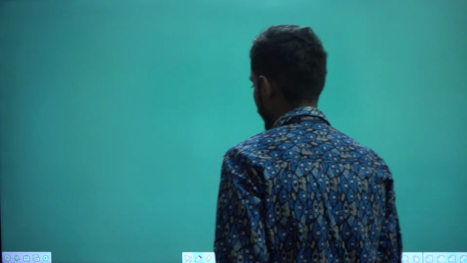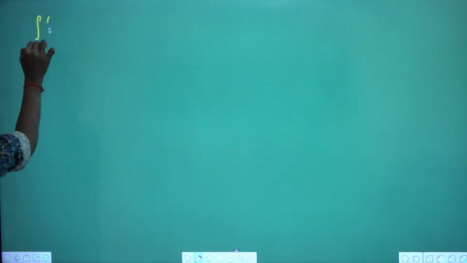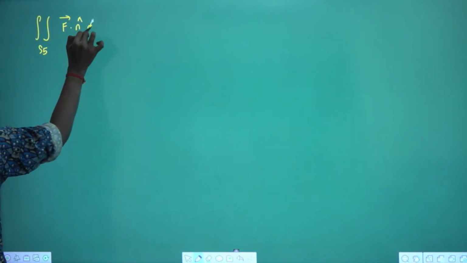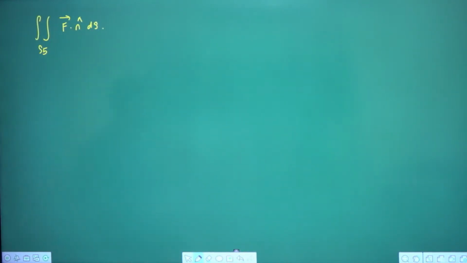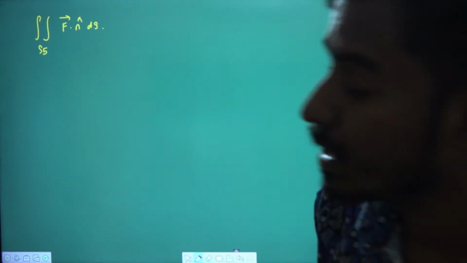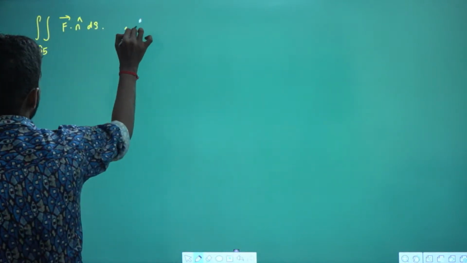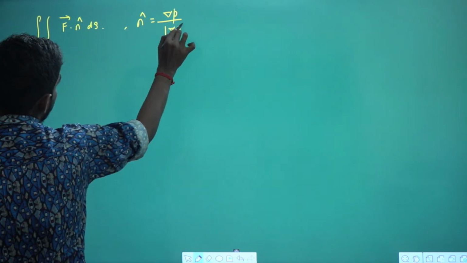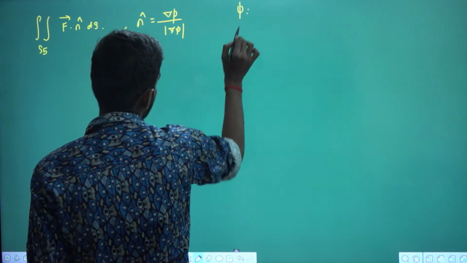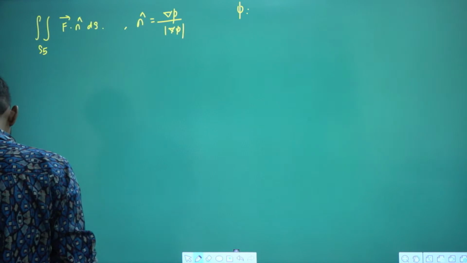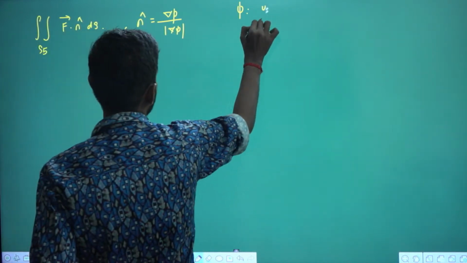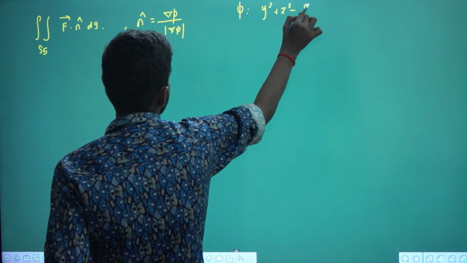Now we will find S5. So S5: the integral of F vector dot n cap dS. Now this is a curved surface, right? So your n cap will be del phi by modulus of del phi. What is your surface? The surface they have given is y square plus z square minus 9.